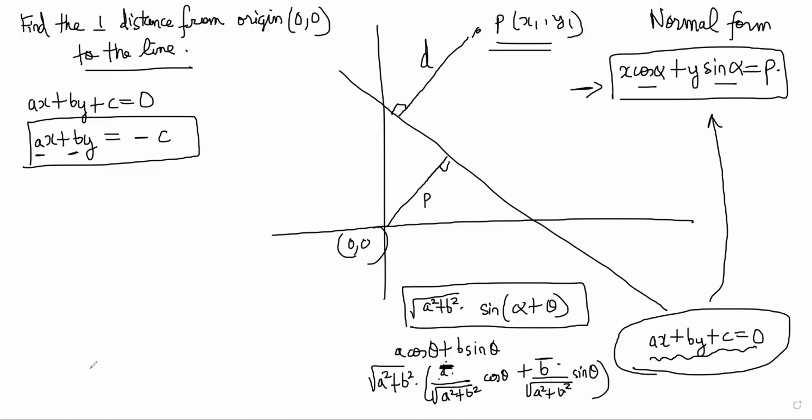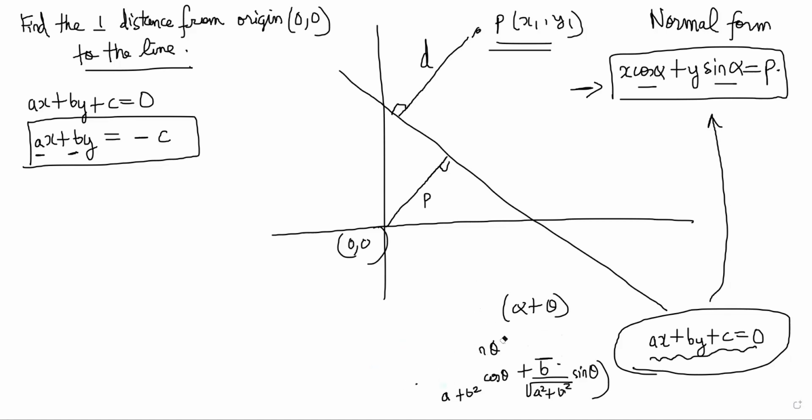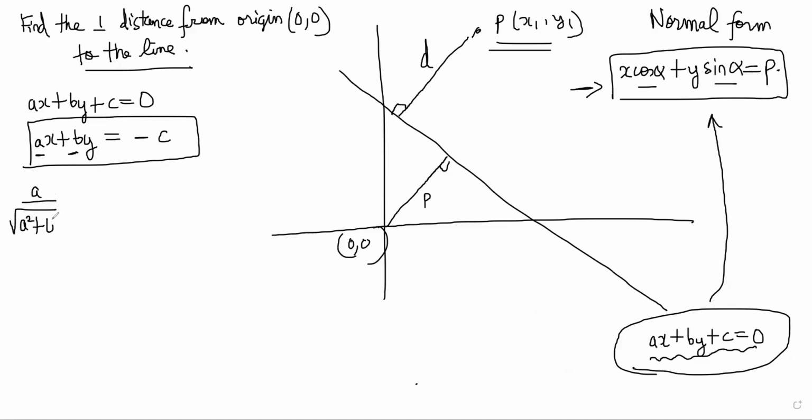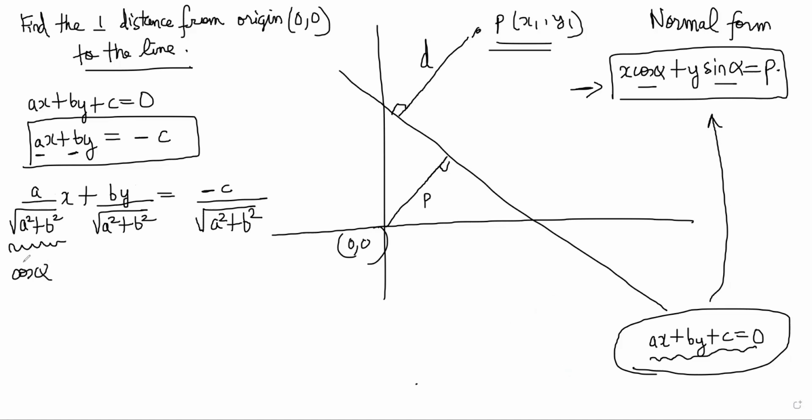So basically, I will do the same thing here. I will divide this whole side by root over a square plus b square. What that does for me is that now I can say with confidence that a by root over a square plus b square is definitely some alpha's cos alpha. I don't know alpha, but it will be some alpha's cos, and then this will be the sine of that, right?